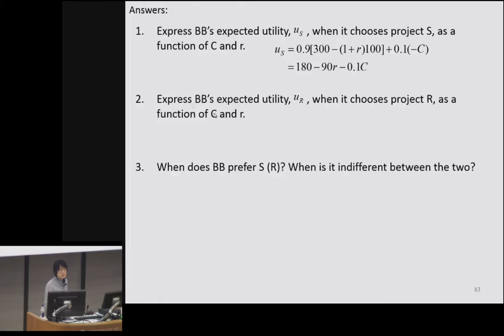Question 2. Express Brown Bakery's expected utility from selecting the risky project, project R, given a contract C and R. R is the interest rate, C is the amount of collateral specified in the loan contract, and this is their payoff. It's almost the same. The probability of the project succeeding is now 60%, and the project will make £400. There's a 40% probability of the project failing, in which case Brown Bakery has to give up £C, the collateral. So that's 180 minus 60R minus 0.4C.